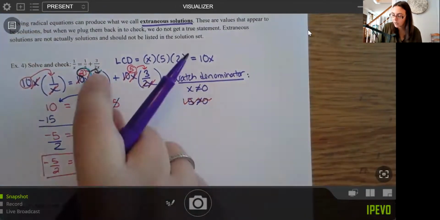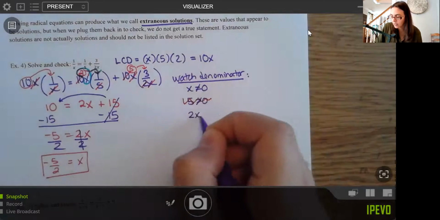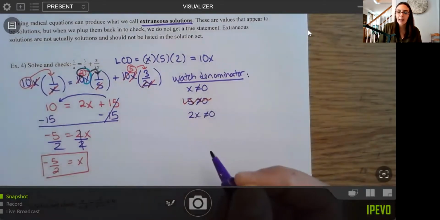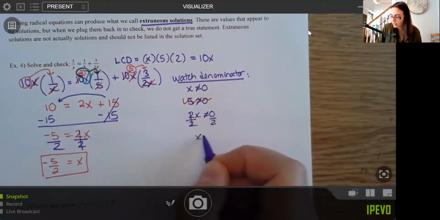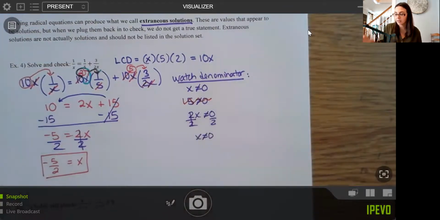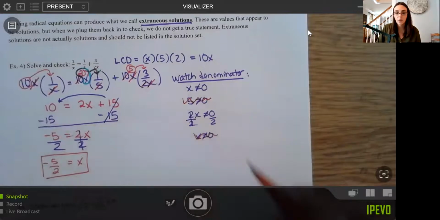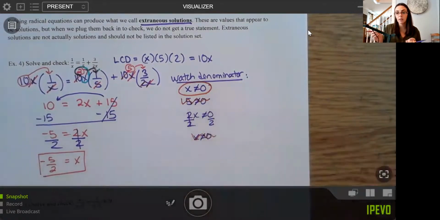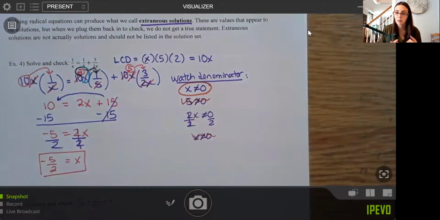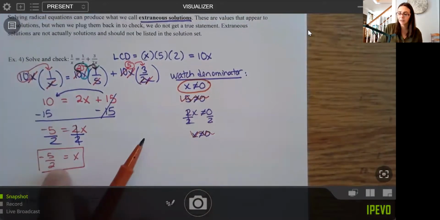And then for the last one, I need to make sure that 2x is not 0, but that would only happen when x is 0. So I don't need that one as well because I already have it. So the big thing I need to watch out for here is making sure my answer is not 0, because that would make the denominator 0 as well. And my answer here is definitely not 0. So I am good. I don't have anything to throw out initially speaking.